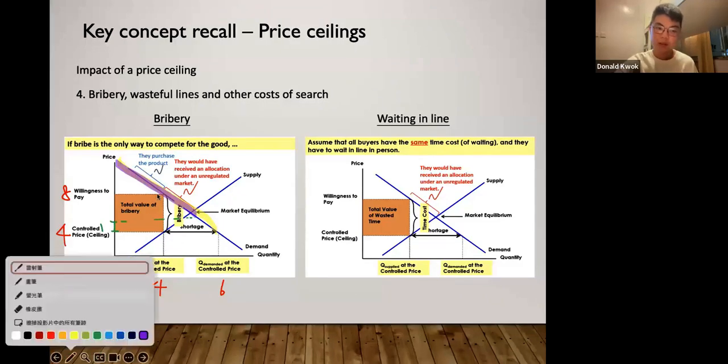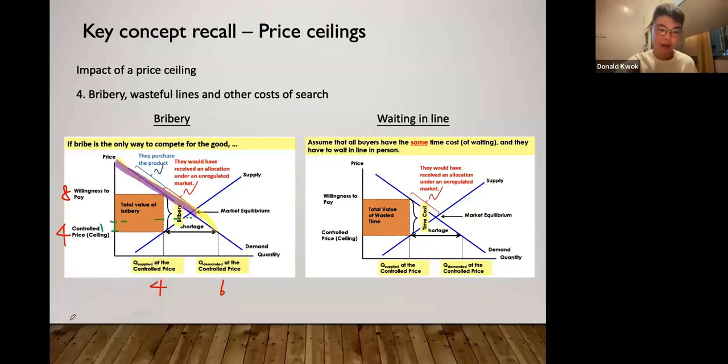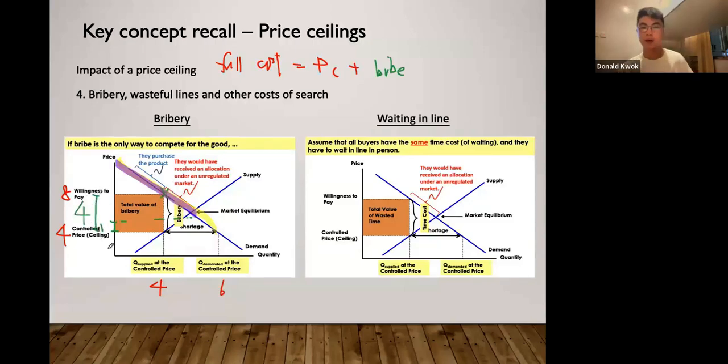At what level would the market clear? Imagine that the full cost of buying the good would be the price PC plus the per unit bribe. The per unit bribe has to be large enough such that it intersects at this level, so that the market would be clear. Effectively, the per unit bribe has to be at least $4 such that the quantity demanded equals the quantity supplied at this level. So this is the allocation method of bribery.